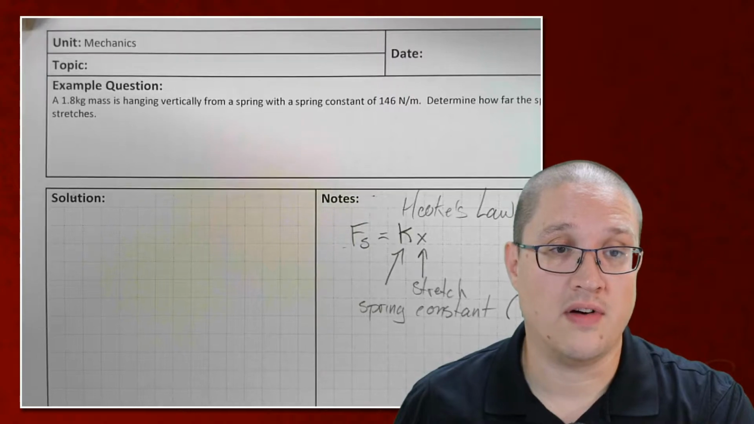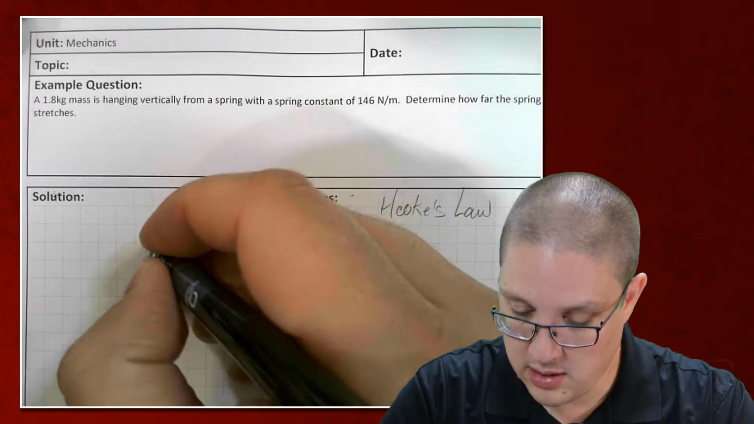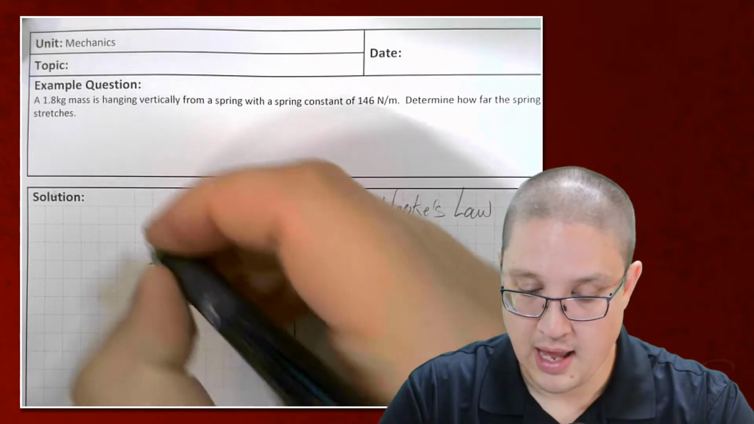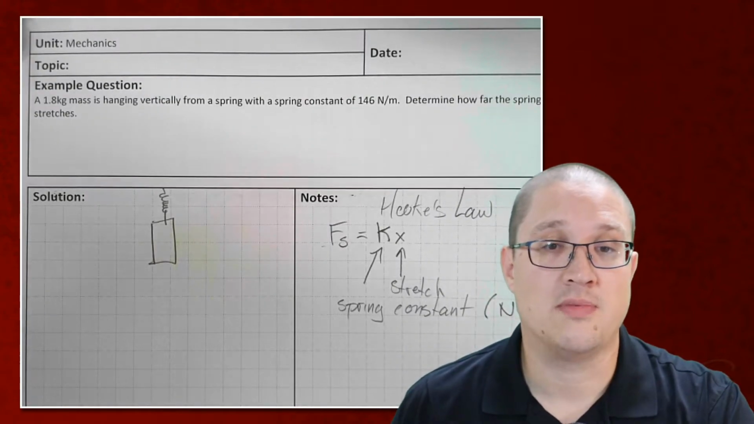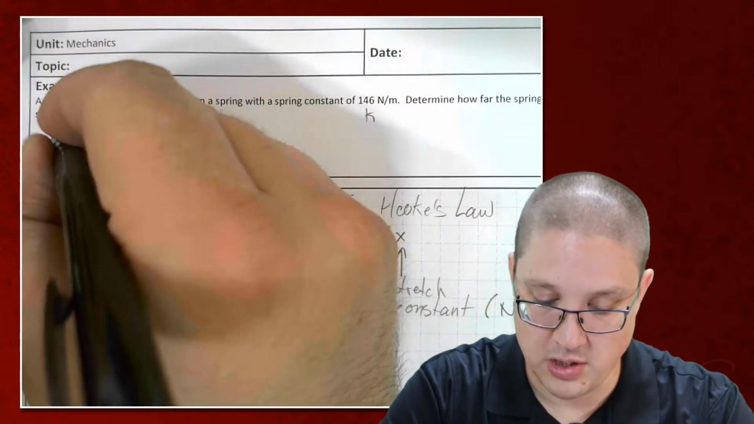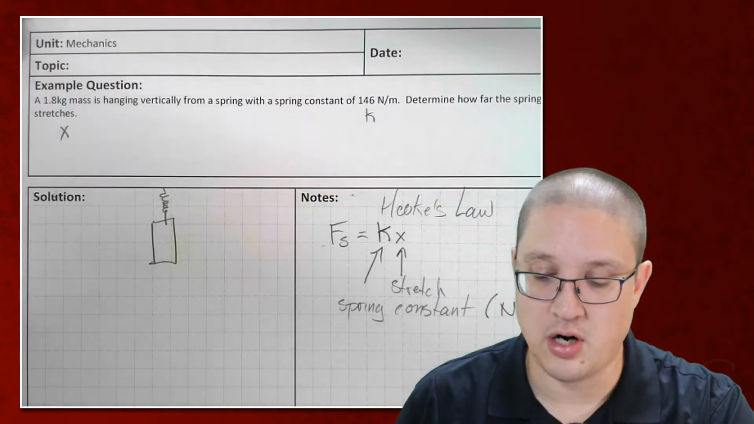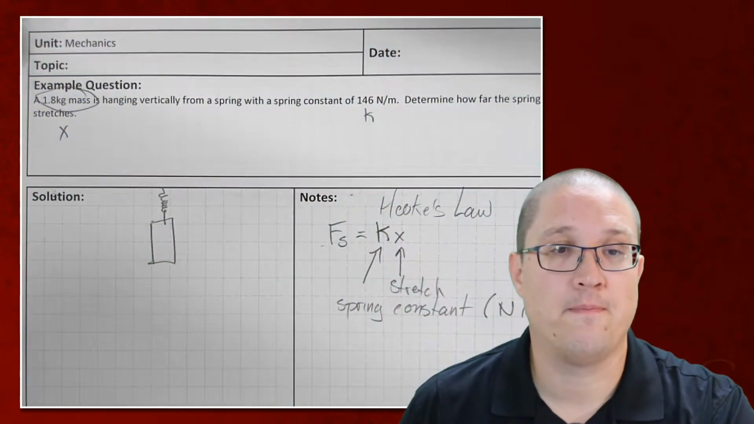So for Hooke's law, here's my mass. I've got a mass hanging vertically from a spring with a spring constant K. Determine how far the spring stretches. That's our X value there. We do have a mass here as well, which is important.